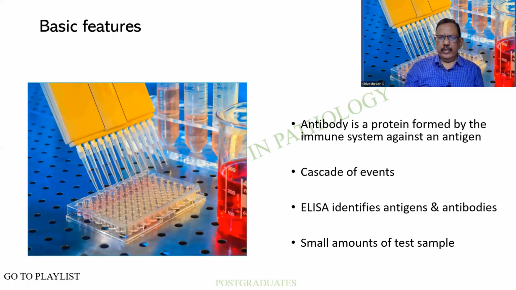What are the basic features of it? The antibody is a protein that is formed by the immune system against an antigen. That was the definition I had given you earlier. This will lead to a cascade of events. And ELISA is a technique that will be able to identify the antigen or the antibody. And we should notice that only a small amount of sample is required for this.